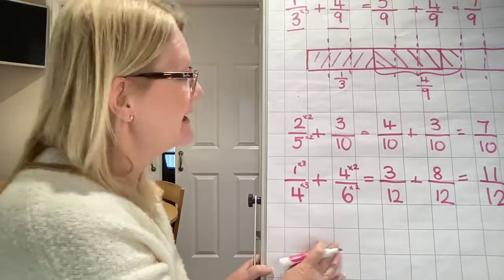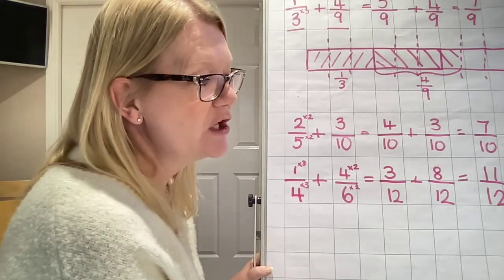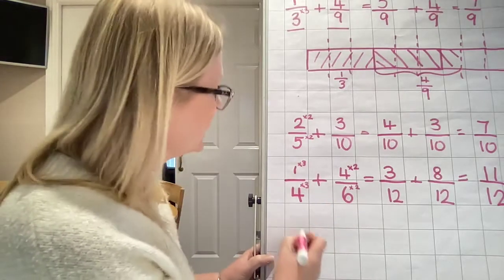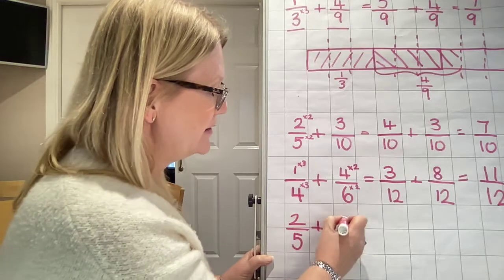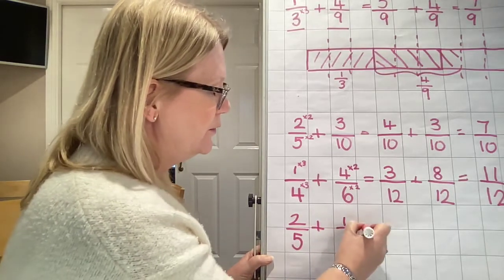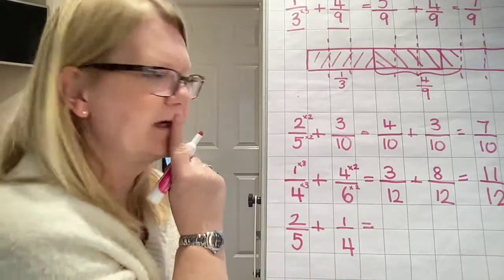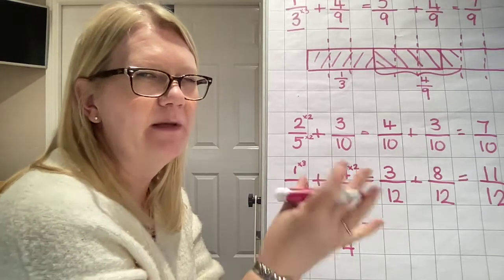Okay, one more example for this one and then I'll set you off again on your own, and I think we can just about get it on the bottom of the page. So this time I'm going to say 2/5 plus 1/4. I need to work out my common denominator here.